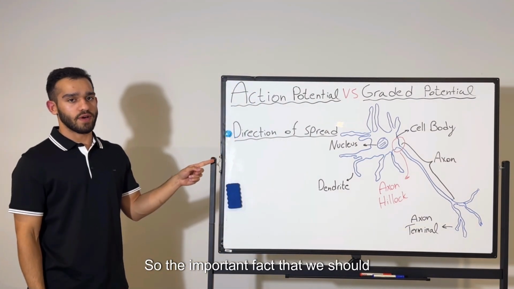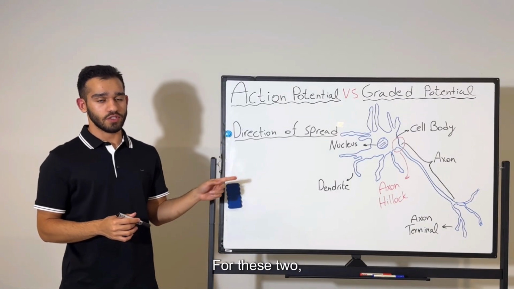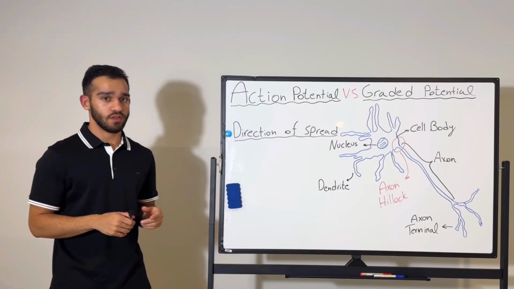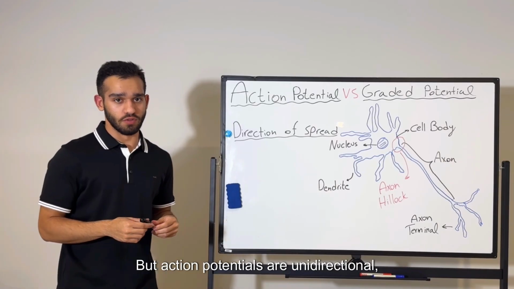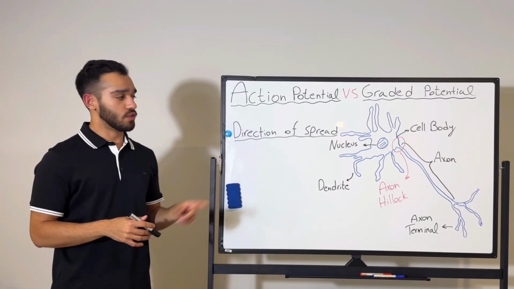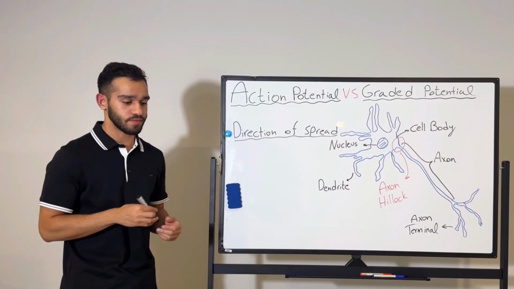So the important fact that we should memorize is the direction of spread for these two. Graded potentials are bidirectional, so they can go back and forth, but action potentials are unidirectional, meaning when they start at the hillock, they are always going to end up at the terminal and they are not going back.